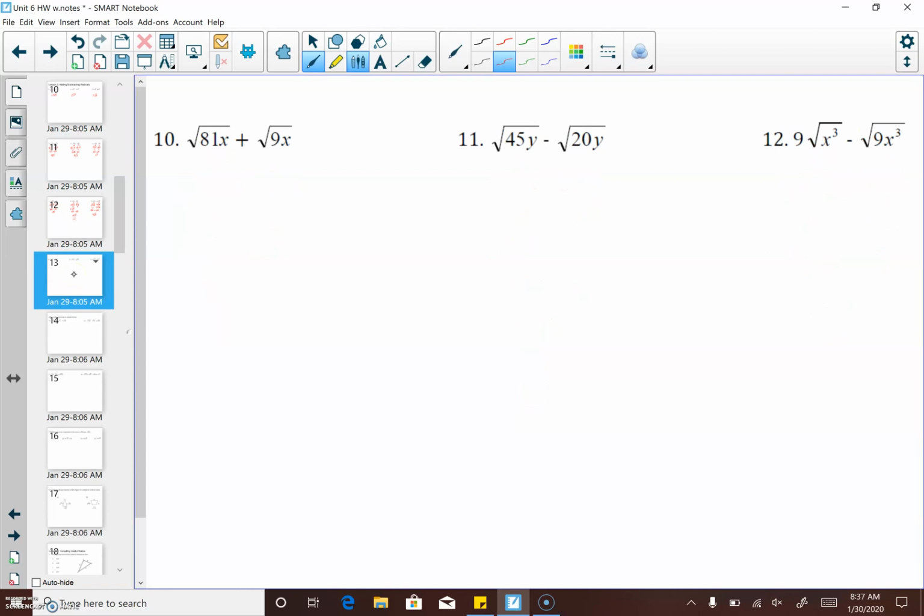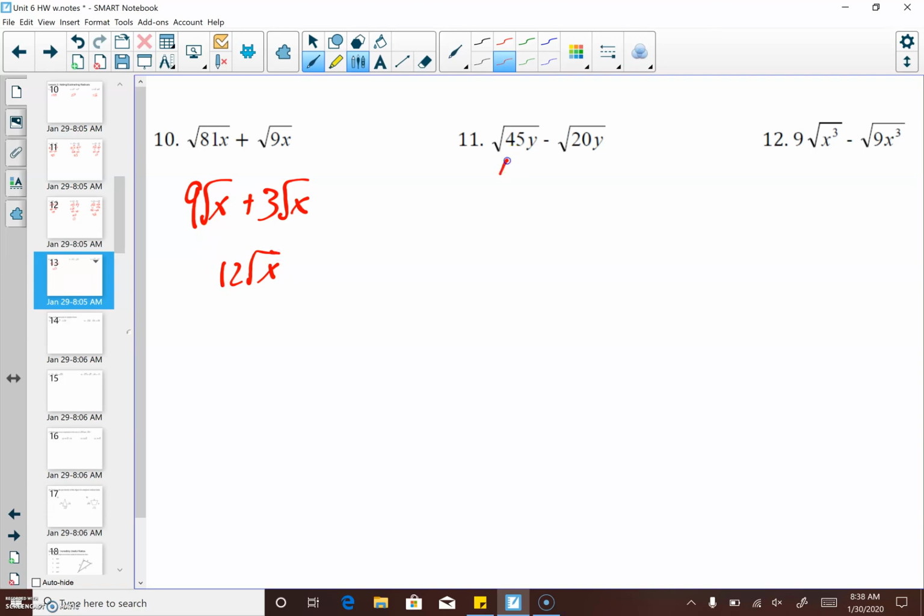Got to be a little more careful with variables. So we have to see the 81 is perfect, but the square root of x is not. So the 81 is a 9, but the square root of x just stays. Same thing here, the square root of 9 is 3, but since x is not a perfect square, that has to stay inside. So we do 9 plus 3 to get 12, and then the square root of x.